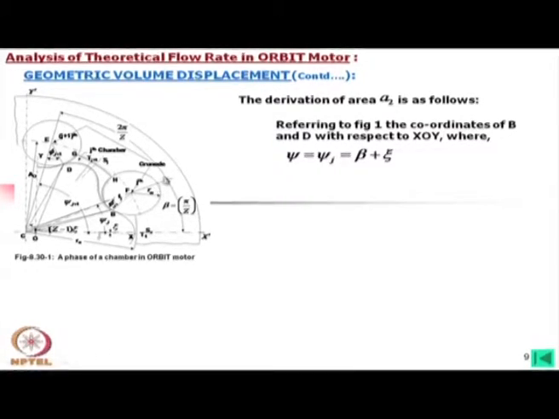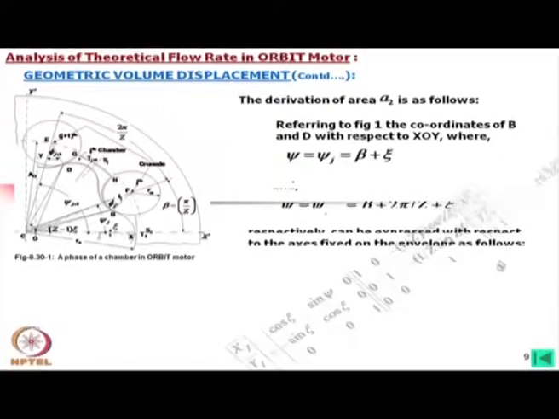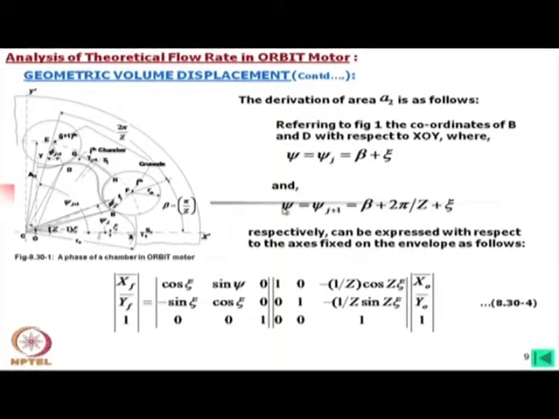That means half of this angular spread between two rollers plus the angle of rotation. Okay. So, beta plus the angle of rotation we will consider for this one. Similarly, for the other one, this angle, we will consider beta plus 2 pi by z plus this angle, the shaft rotations.